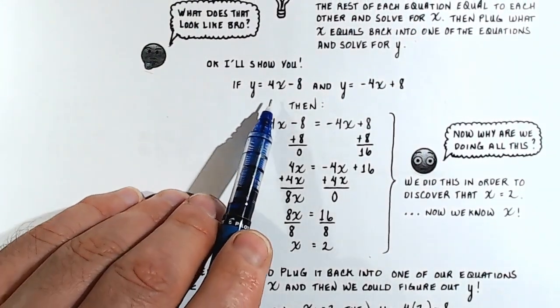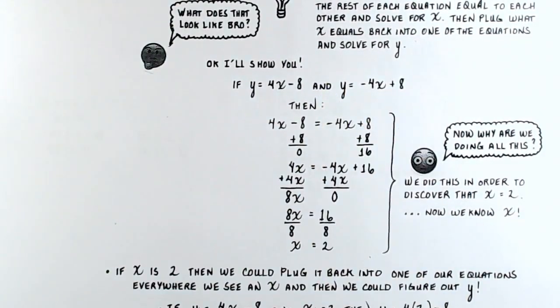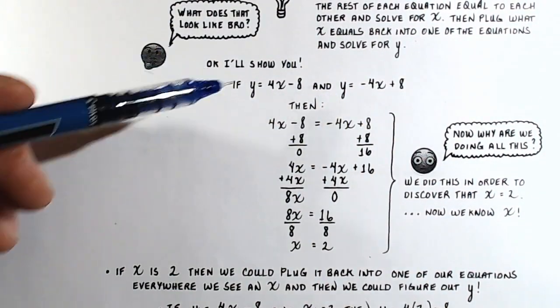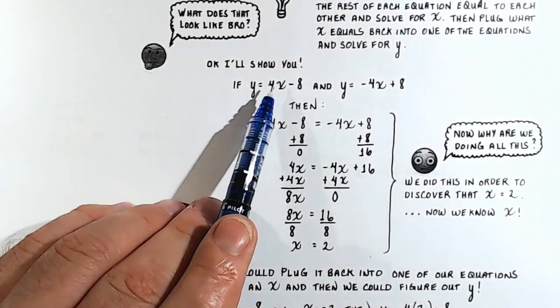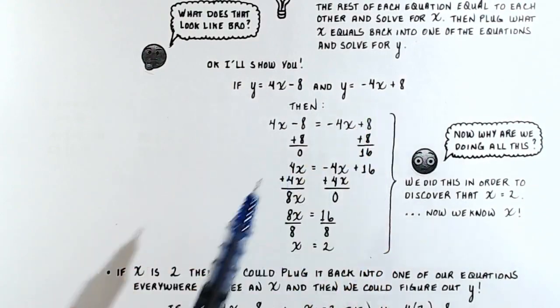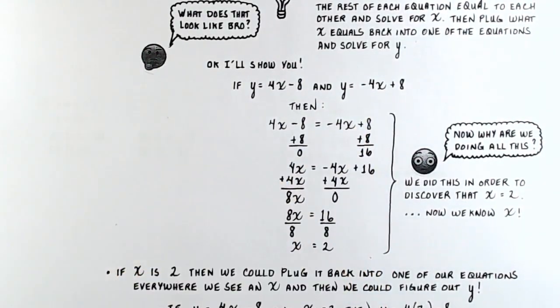If y equals 4x minus 8 and y also equals negative 4x plus 8, then I'm going to drop these y's. Y is going to disappear. Now I have this part equal to this part: 4x minus 8 equals negative 4x plus 8. And what you see here is me solving for x.